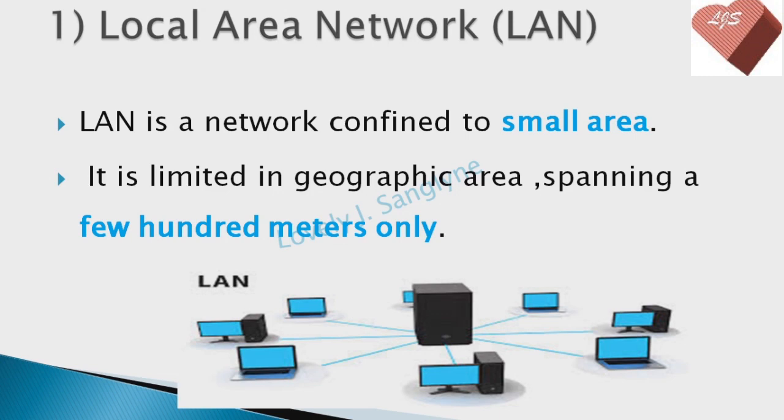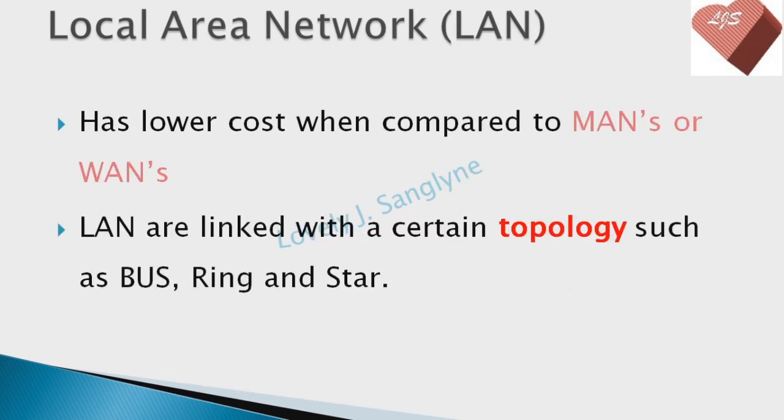Here in this diagram, you can see a LAN. A LAN has lower cost when compared to MANs or WANs. MAN, which is a metropolitan area network, and WAN, which is a wide area network, are discussed in the next section of this video, whereas topology will be discussed in another video. LANs are linked with a certain topology such as bus, ring, and star. So these are the types of topologies.